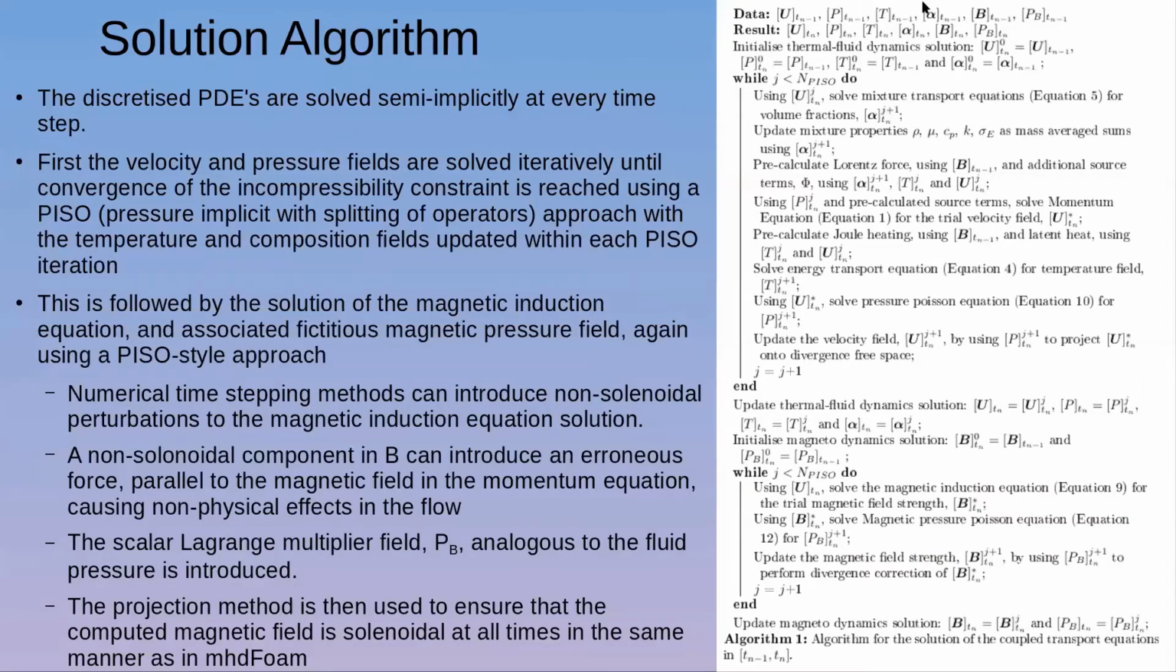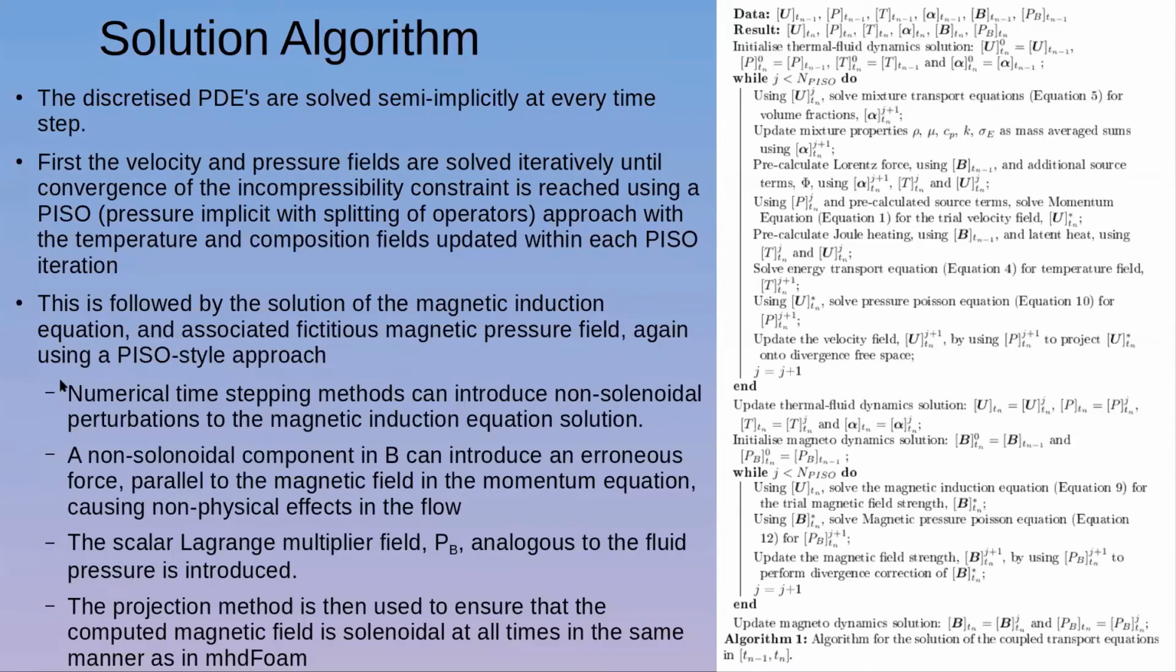And then this is the solution algorithm. The PDEs are solved semi-implicitly each time step. The first step is to solve the pressure-velocity coupling, which uses the PISO algorithm. We iterate over the velocity and the pressure to get to convergence, and then we solve the magnetic field problem with this fictitious magnetic pressure. It's the exact same approach as in MHD foam.